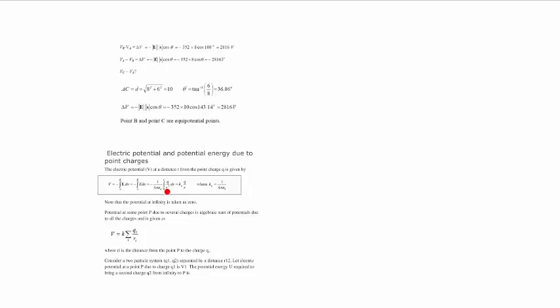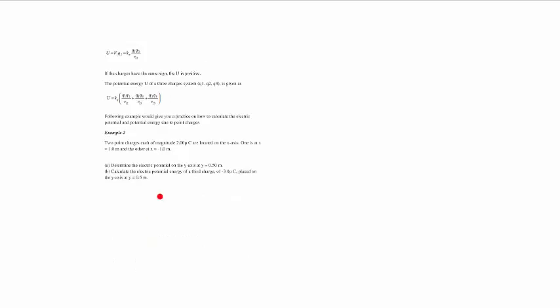This is what I was telling you about as well. Okay, so now on that note, let's look at an example on 2 point charges. It says 2 point charges, each of magnitude 2 microcoulombs, are located on the x-axis. One is at x equal to 1 and the other is at x equal to minus 1 meter. Determine the electric potential on the y-axis at y equal to 0.5 meters.